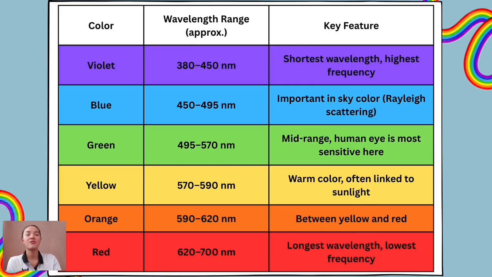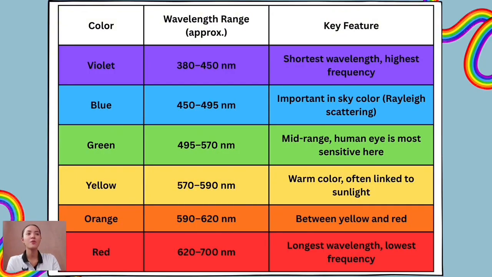Green light has 495 to 570 nanometers and occupies the middle of the spectrum, and is the color most visible and comfortable to the human eye. Yellow light is 570 to 590 nanometers and is associated with warmth and sunlight, while orange light has 590 to 620 nanometers, which is the bridge between yellow and red. And finally, red light, which has 620 to 700 nanometers, has the longest wavelength and lowest frequency.